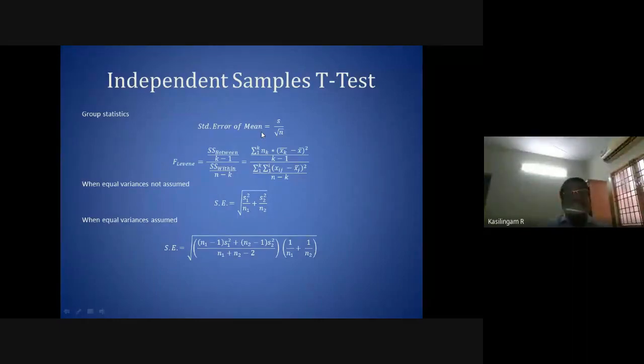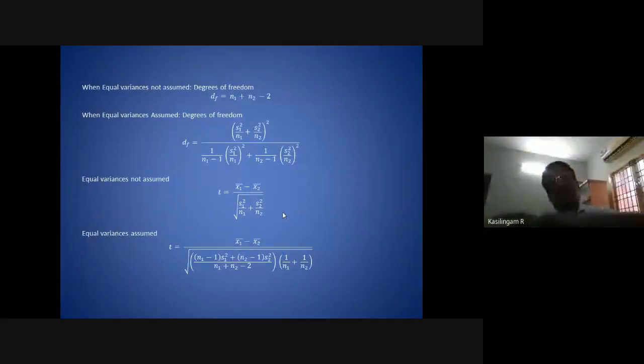If equal variance is assumed, we have one standard error formula. If equal variance is not assumed, we have another standard error formula. By using these standard error formulas, we have estimated the values. So why are we worried about the standard error? All these things are okay. Now, normally in Excel, all the formulas are given here.